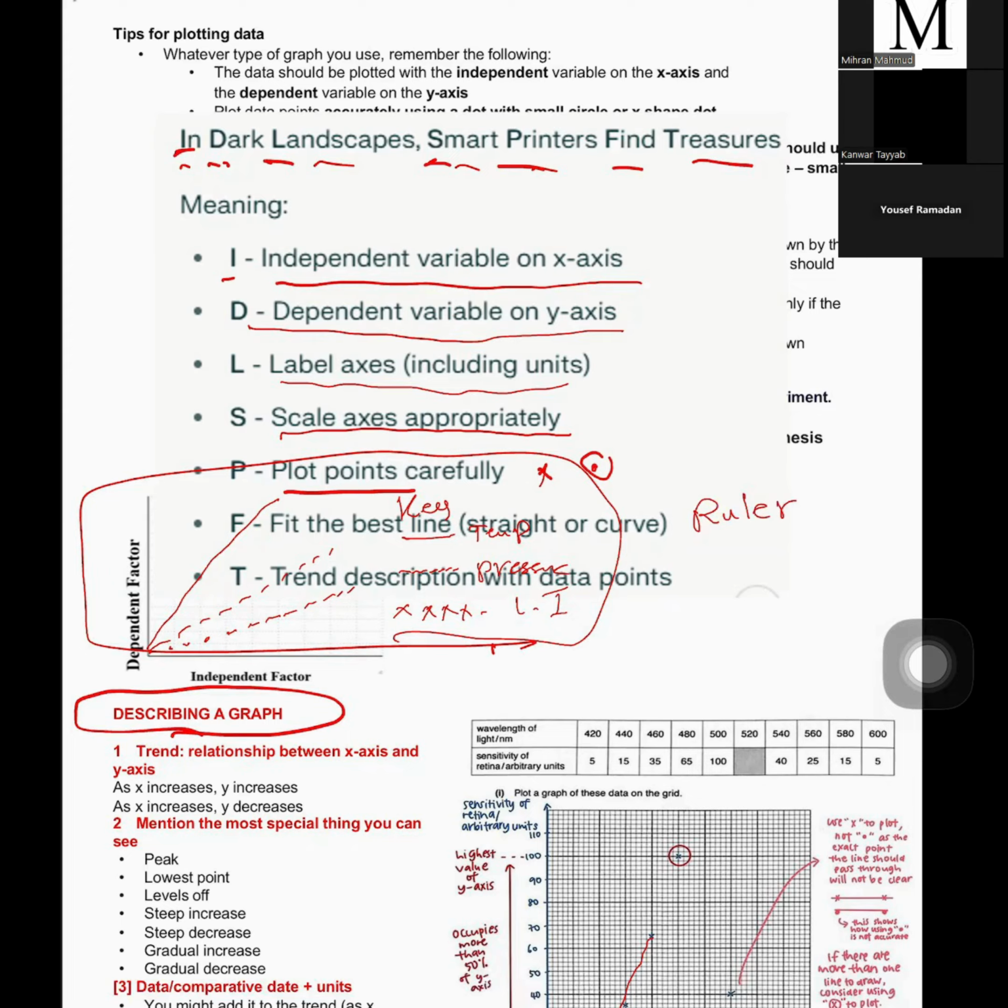Please take a screenshot for this. Take a screenshot for how to plot a graph. This key will help you a lot. Take a screenshot. Done? If you have taken a screenshot, please raise your hand. Wait 1 second. Take a screenshot on how to plot a graph.